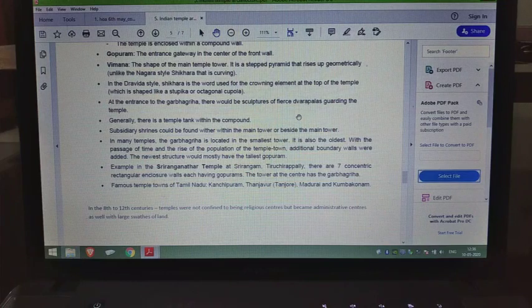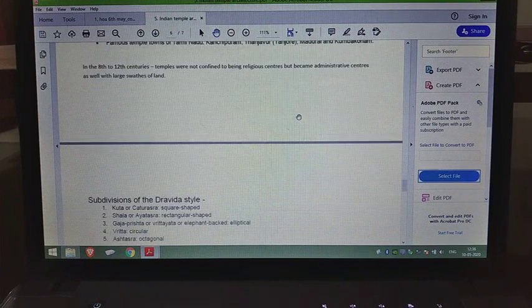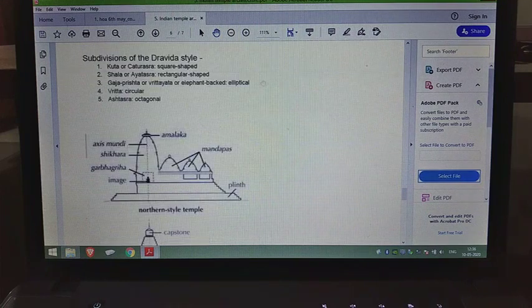There are a lot of these, exceptionally well made and even well preserved temple styles. So Dravid style has some subdivisions. Again, detail में जरूरत नहीं है, just letting you know. Kuta or square shaped, Shala or Ayatasra, which is rectangular shape. Gajprishth or Vrittayat or elephant back, which is elliptical. Vrit, which is circular, or Ashtasra, which is octagonal.